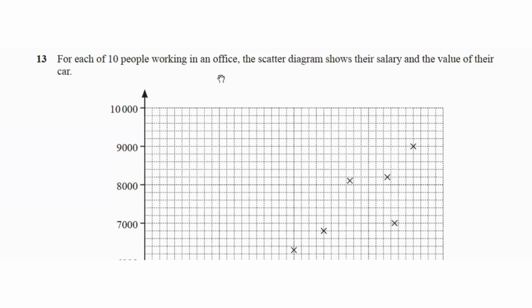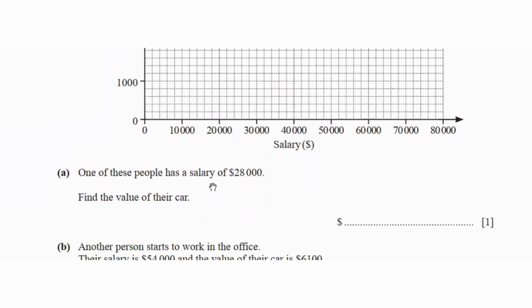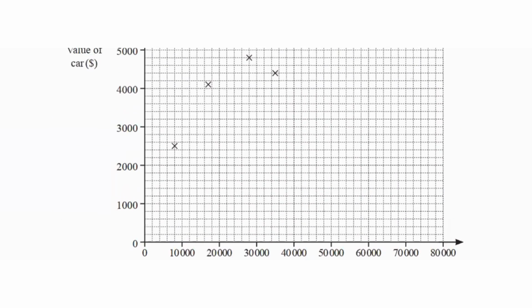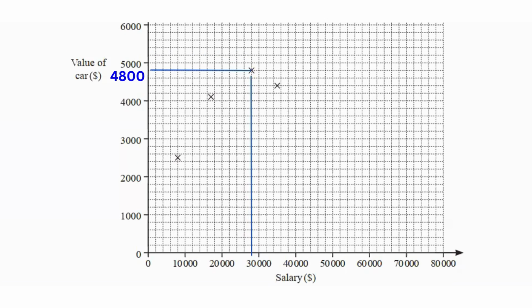For each of 10 people working in an office, the scatter diagram shows the salary and the value of their car. One of these people has a salary of 28,000. Find the value of their car. So what we will do is go from 28,000, which is here, and as we can see, the corresponding value of the car is 4,800. So that's going to be your answer for part A.